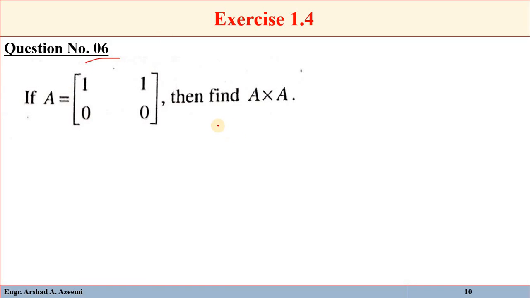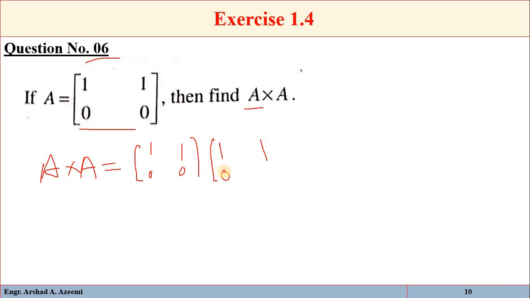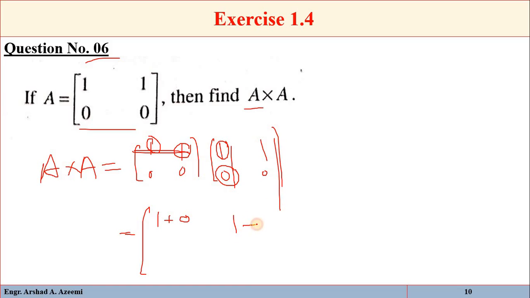Question number 6, if A is this one, then find A squared. So see, A multiplied by A, that will be equal to 1, 1, 0 and 0, multiplied by itself, 1, 1, 0 and 0. So just multiply the corresponding elements, meaning the first row with first column. So the first element of first row will be multiplied with the first element of first column, that is 1, plus the second element of first row will be multiplied with the second element of the first column, so that is 0. Similarly, first row multiplied by second column, so it will be 1 plus 0.